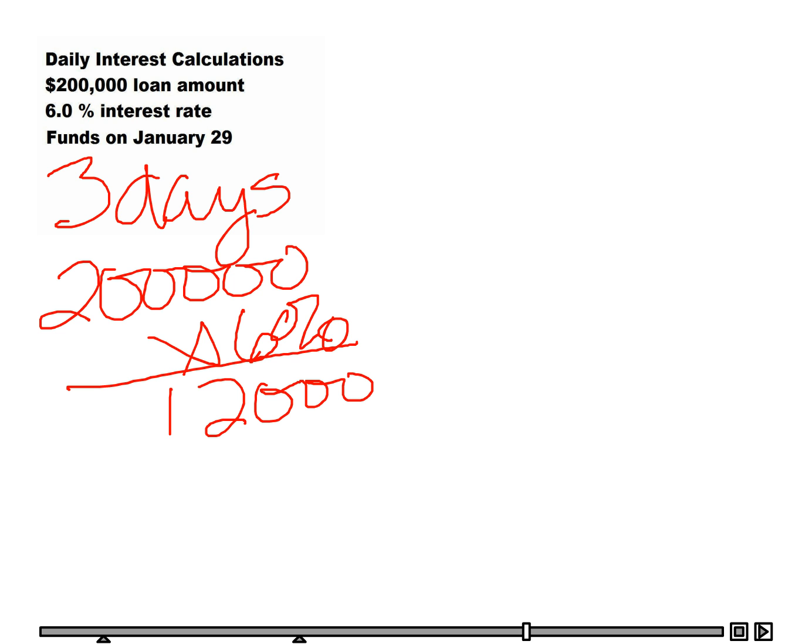Now, in order to take the annual interest payment down to a daily interest payment, all we need to do is divide that by 365. That's the number of days in the year. So that gives us a daily interest payment of $32.87.